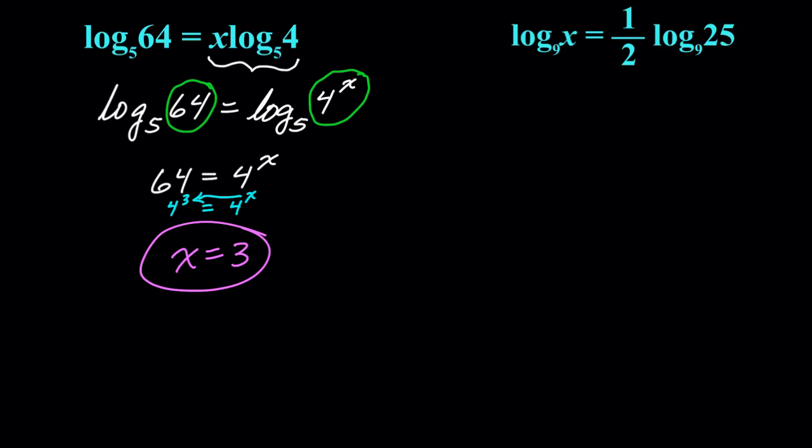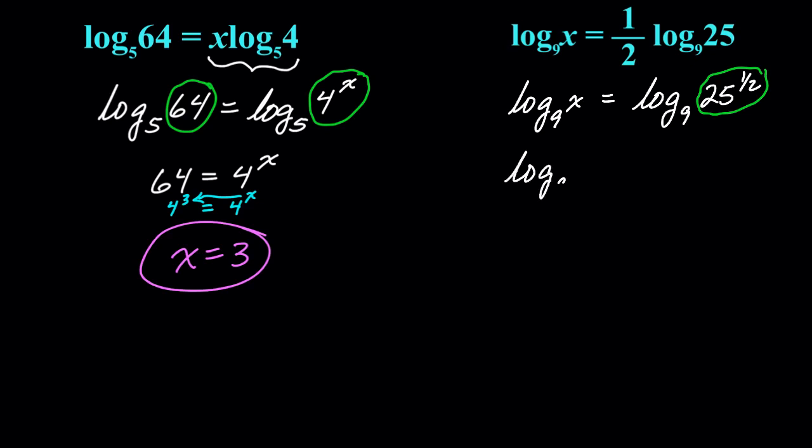All right, so we're going to apply a similar concept to this next problem. Log base 9 of x, there's not too much that you can do here. Over here we have a number in front of the logarithm, which means we can bring that to the exponent to help us out. And so that's going to give you log base 9 of x is equal to log base 9 of 25 to the 1/2 power. Now 25 to the 1/2 power means square root of 25. So let's go ahead and simplify it down to that.